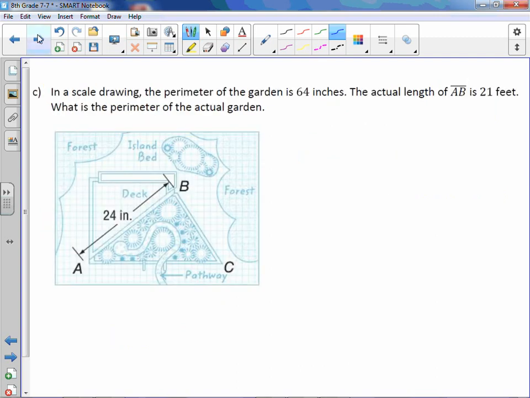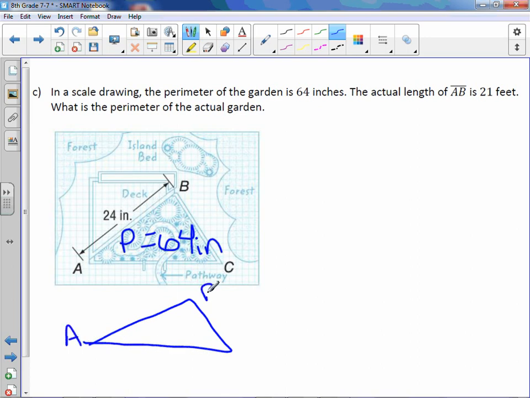In a scale drawing, the perimeter of the garden is 64 inches. So perimeter is 64 inches. The actual length of AB, and I'm going to draw another triangle, although it's not technically going to be the actual length. We'll say this is A, B, and C again. The actual length is 21 feet, and we want to know this perimeter.